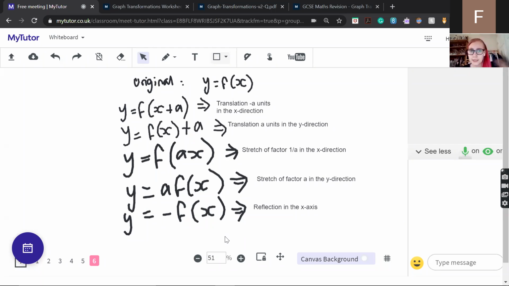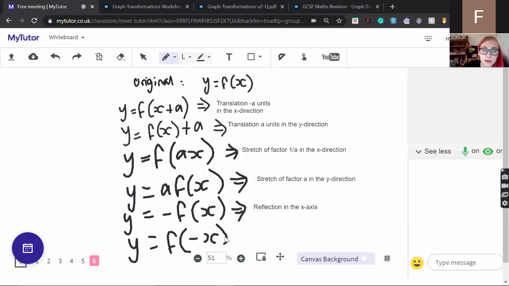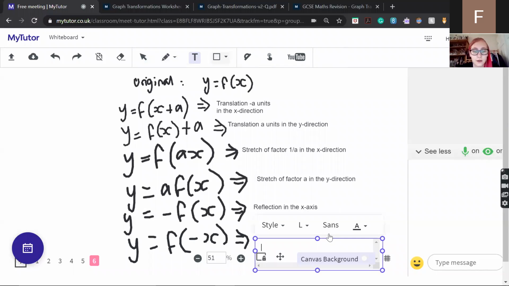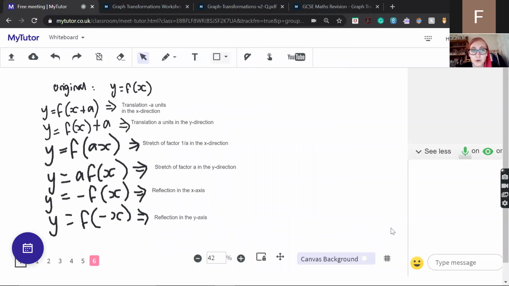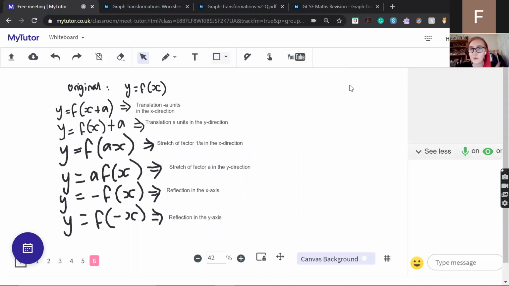The other way, and this is what I always think about to tell the difference, so just write down the other one, that's where the minus is inside. This is a reflection in the y-axis. Because again, this time we're reversing the x's, so it's reflecting over that axis. So here we go. Just while I explain this, write this down, take a photo of it. Remember this.